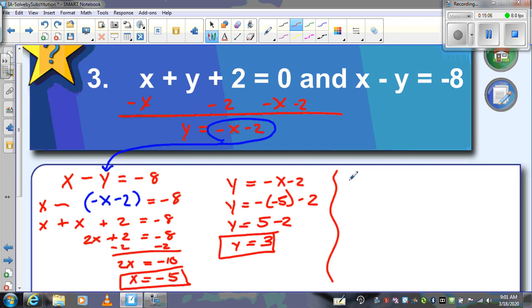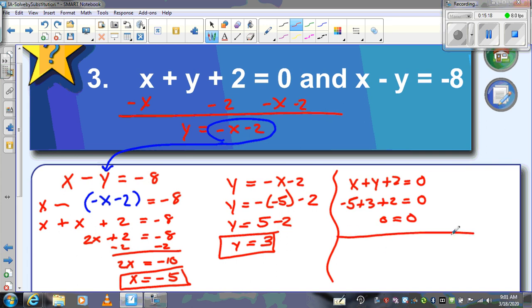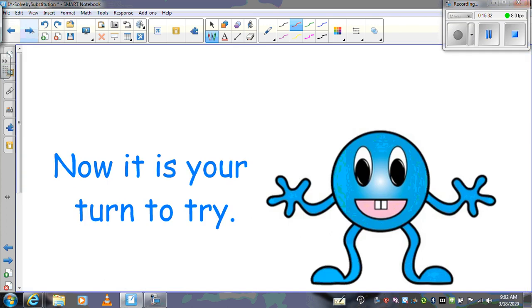My check could be really fast. X plus y plus 2 is 0. So negative 5 plus 3 plus 2 is 0. And yes, that does equal 0. X minus y is negative 8. So negative 5 minus 3, yep, that's negative 8. Check.